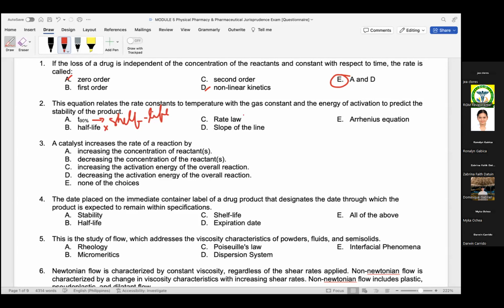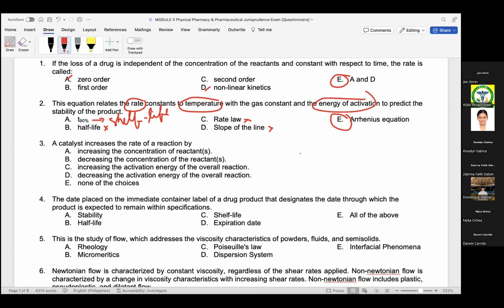So rate law, it is the relationship of the concentration and the rate, diba? And the rate law equation depends on the rate order. So hindi rin yan. Slope of the line is the linearity of the concentration and with respect to time. So hindi rin yan. So the correct answer is letter E. Tandaan ninyo, the relationship of temperature with activation energy and the rate, yan, it's Arrhenius equation.